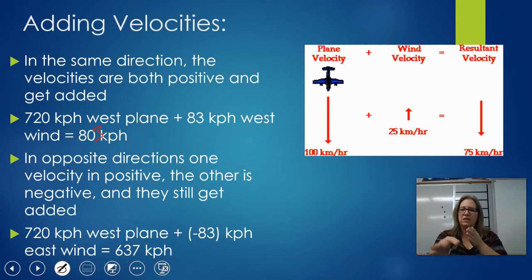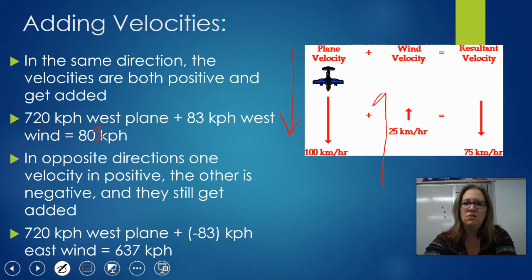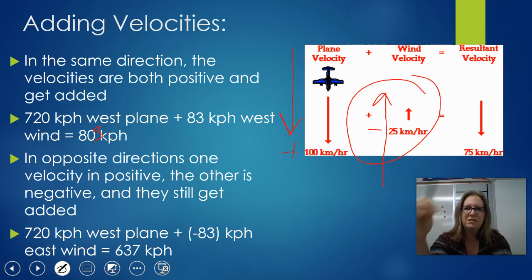But sometimes things are moving in the opposite direction. So if I have a plane moving this way at 100 kilometers per hour, and the wind is going in the opposite direction at 25 kilometers per hour, I make one of these quantities positive and the other one negative. And it doesn't matter which is which, okay? It's just because they're in opposite directions. So then I really am finding the difference between those things. So the velocity of that plane would then be 75 kilometers per hour because the wind is countering it a little bit, okay?